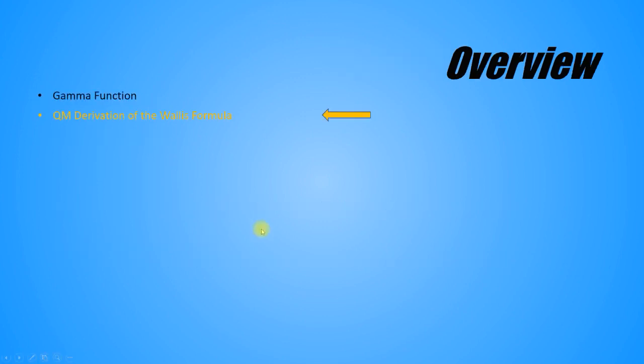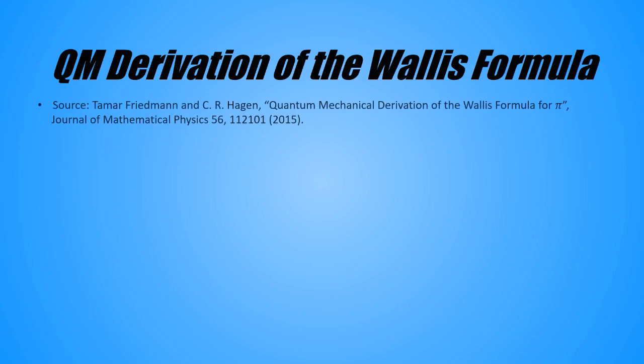Now we'll look at the quantum mechanical derivation of the Wallis formula for pi. The 2015 paper that we'll be looking at was written by Tamar Friedman and C.R. Hagen. Here's the reference in case you want to look it up.